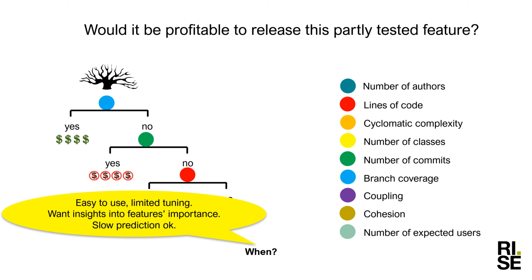But if you have a very deep tree or a big forest where each tree is very deep, then the predictions might actually be fairly slow. But if you can live with that, then random forest is surely an approach to try out.